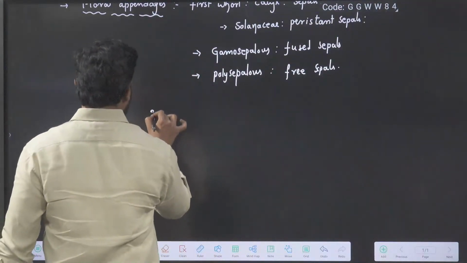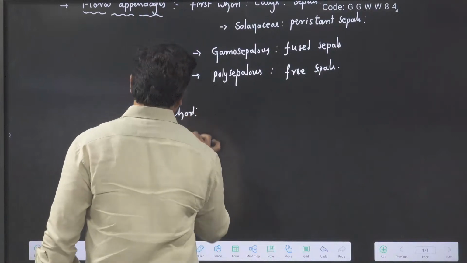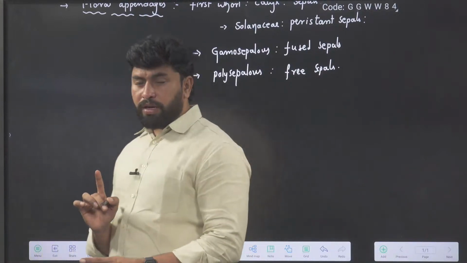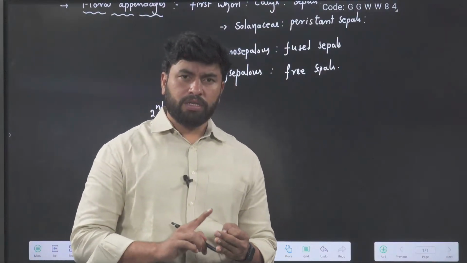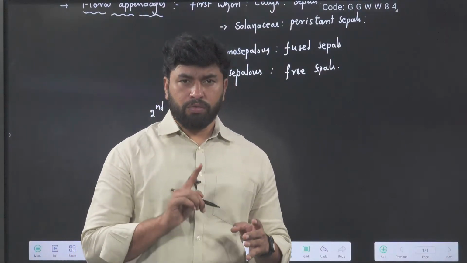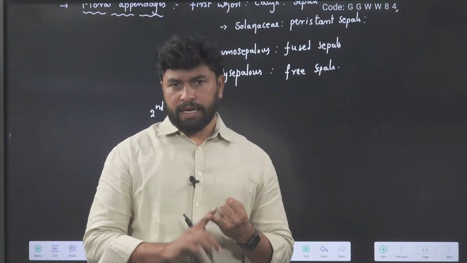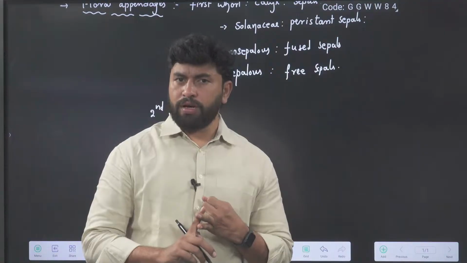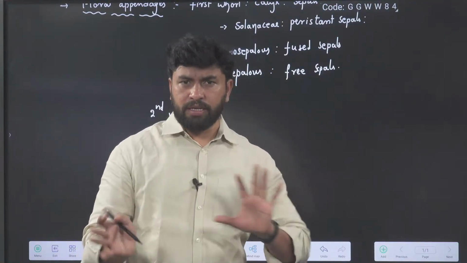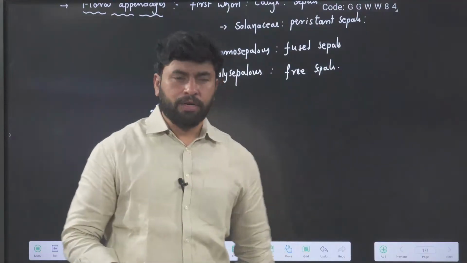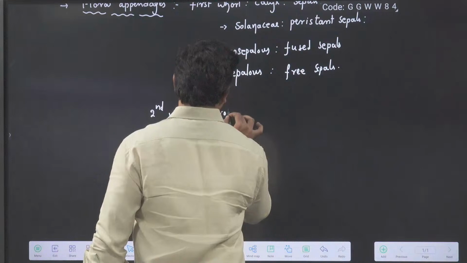Second whorl. Tell me what is second whorl? I told you, the whorl number should not be changed. First whorl, second whorl, third whorl, fourth whorl. Whorl number must be fixed. First whorl, calyx. Second whorl, corolla. Third whorl, androecium. Fourth whorl, gynoecium. Those numbers should not be mixed up. Okay? Second whorl we call corolla.